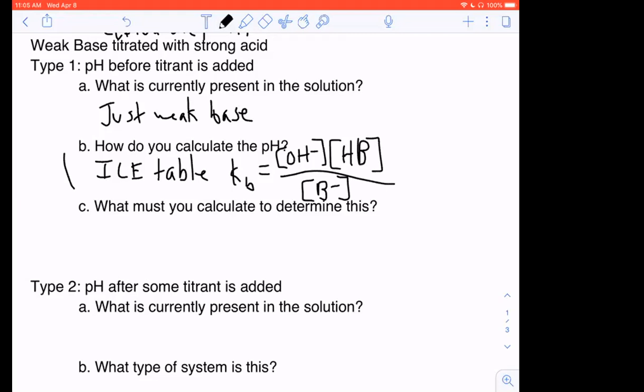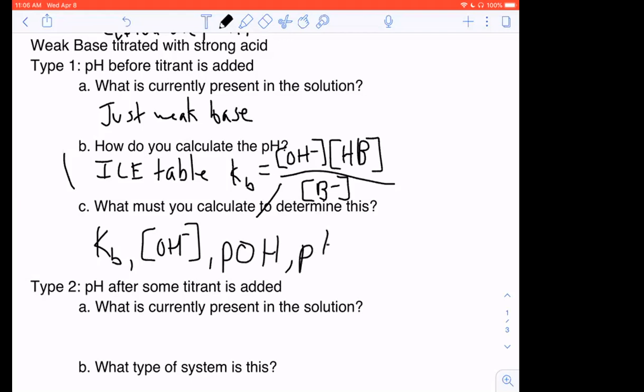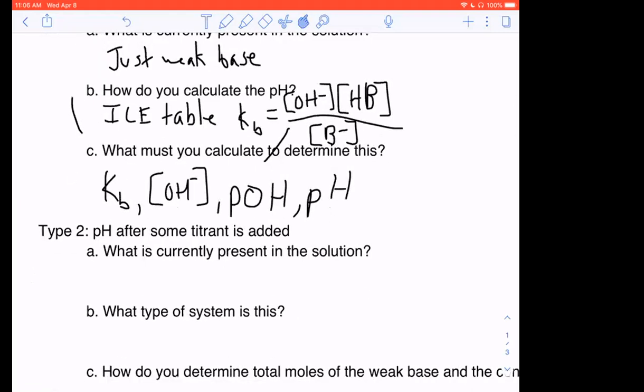This next part: what must you calculate to determine the pH here? This is kind of a vague question, I guess, but you'll need to determine the Kb first. A lot of times it might only give you the Ka. You'll also need to determine the concentration of OH minus. So remember, when you solve for X, that gives you the concentration of OH minus. So you'll have to find the pOH and then convert that to pH. So just a series of steps there. Just a little bit of summary of what's actually happening at that point.